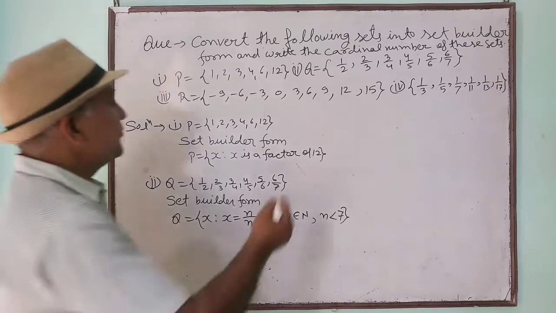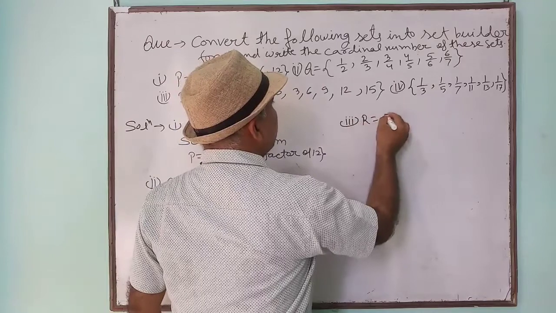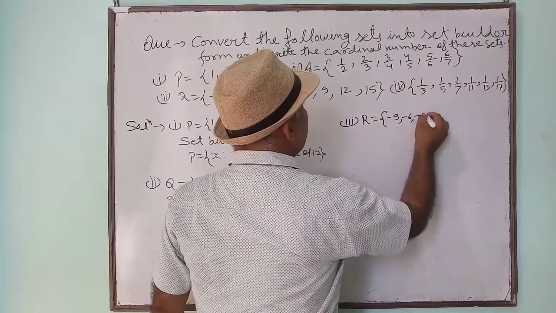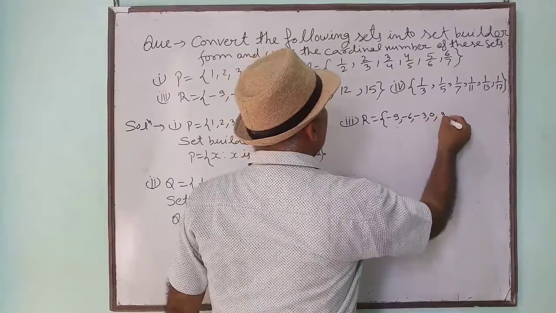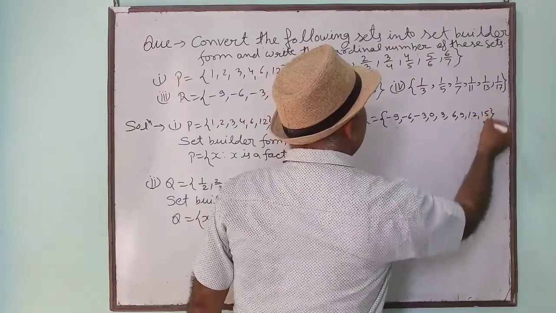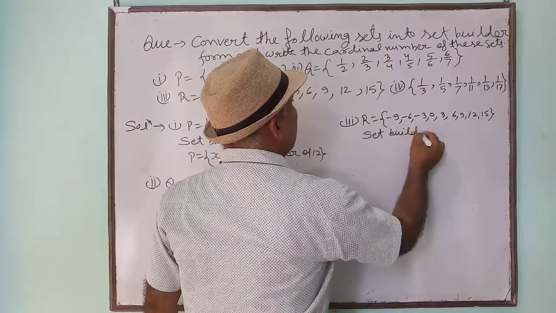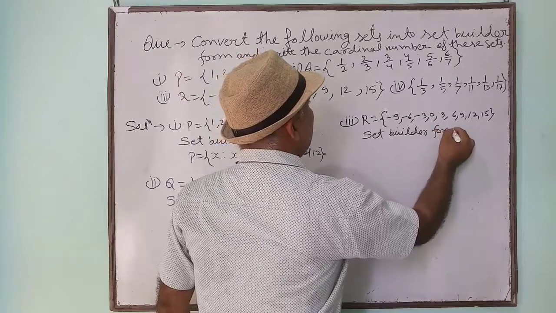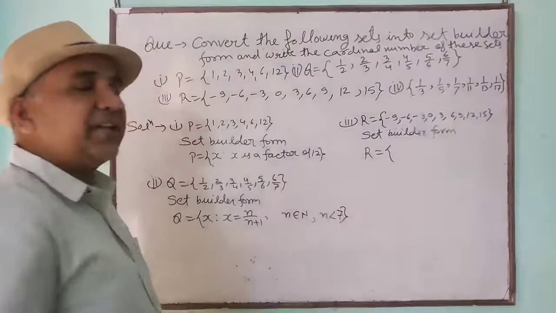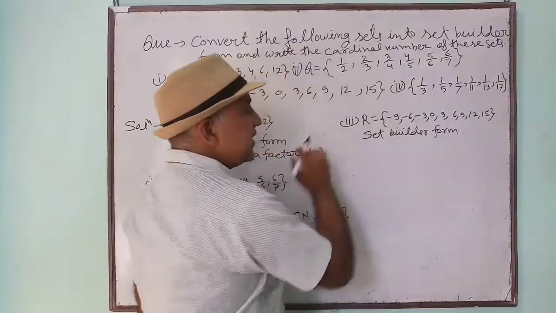See the third. Third one is -9, -6, -3, 0, 3, 6, 9, 12 and 15, and we have to convert it into set builder form. For that we will identify the pattern, the rule followed by these. So children, first see here.